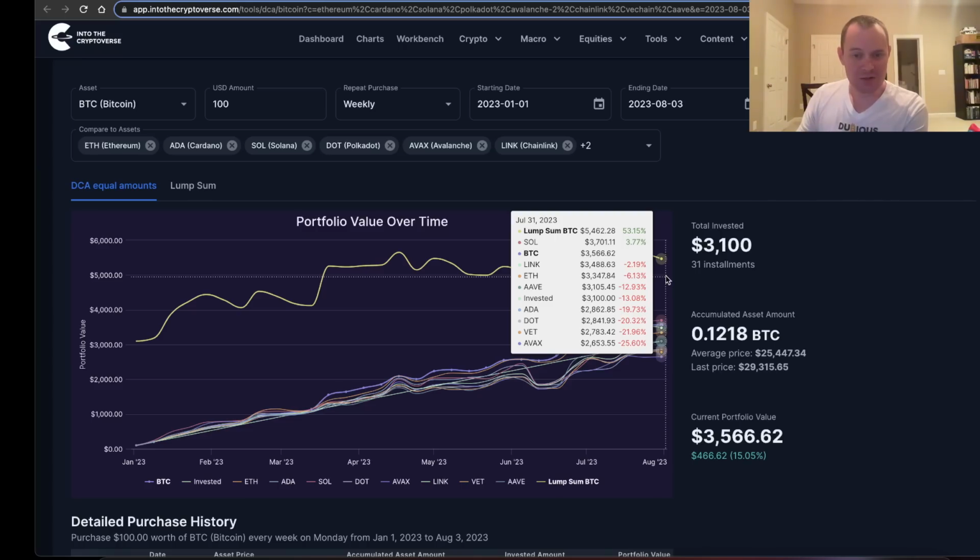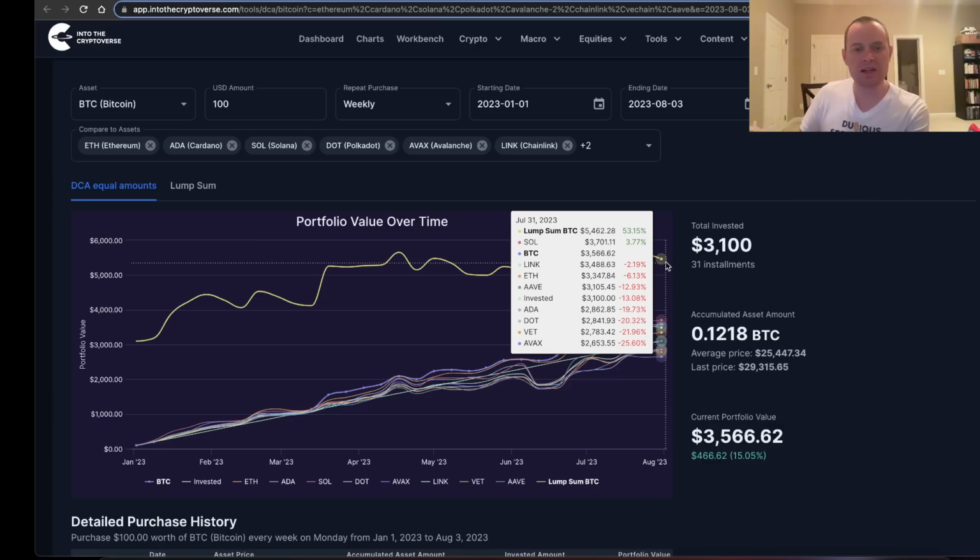Okay? A lump sum strategy would have been better. You would have invested $3,100, okay? But in this case, a lump sum Bitcoin would be worth now $5,462. And the Solana DCA strategy would only be outperforming the Bitcoin DCA strategy since that date by about 3.77%. Every other alt you see on there would still be down. Now, the reason that Solana sticks out there is because it got hit so hard in the FTX collapse, right? It was like down well more than 90% or so.